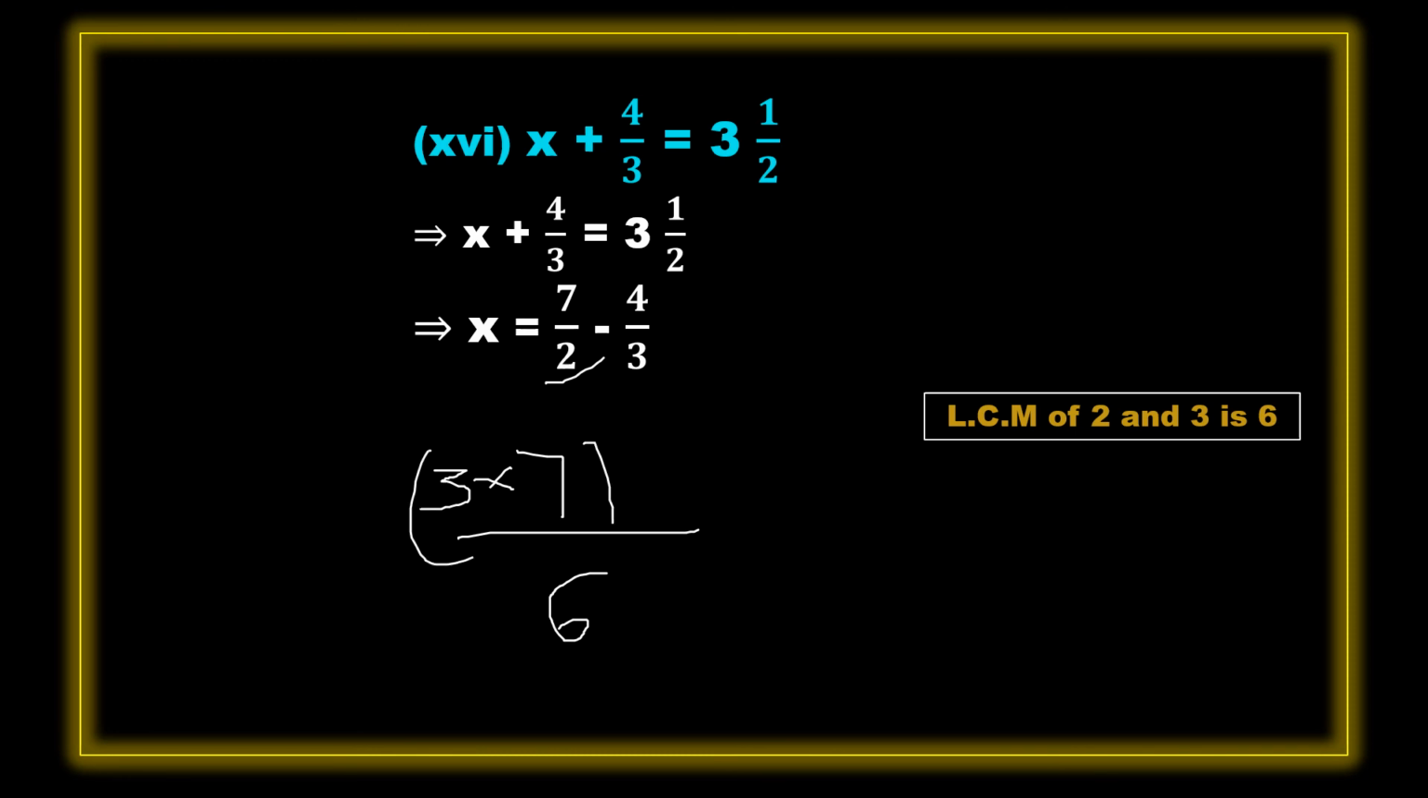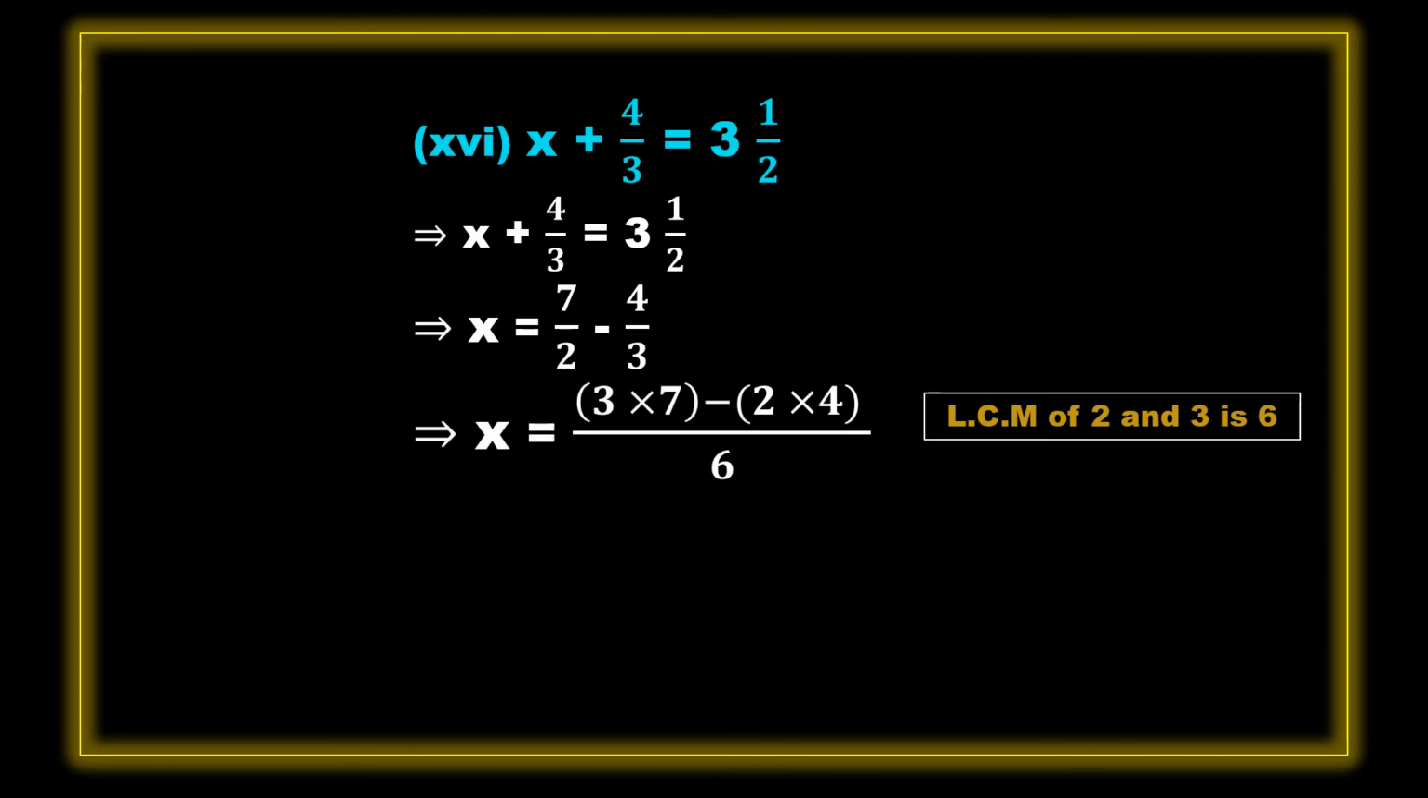Next minus: in 3 table, 6 goes 2 times. So 2 into the numerator 4, that is 2 into 4. So 3 into 7 minus 2 into 4. We know that 3 into 7 is 21, so 21 minus 4 2s are 8. So 21 minus 8 is 13. 13 by 6. It is already in the standard form, we cannot cancel it because these two are co-prime numbers. They don't have any common factor apart from 1. So x equals 13 by 6.